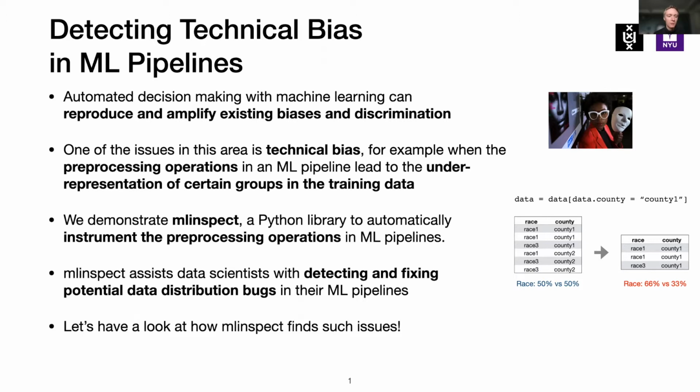You see this in the image on the right. A lot of people from race 3 get removed. We call this a data distribution bug. In this case, this is because there's a correlation between the county and the race attribute.